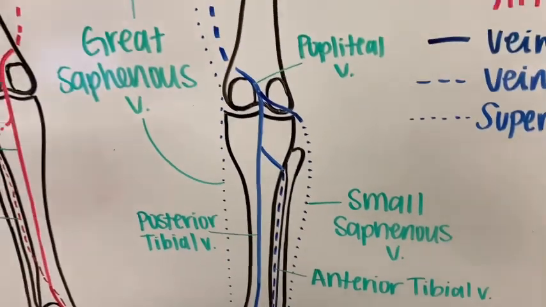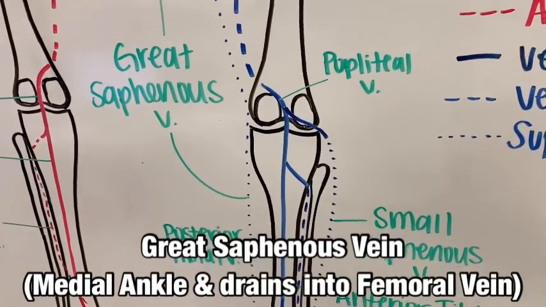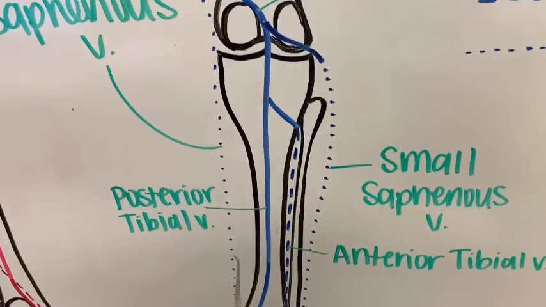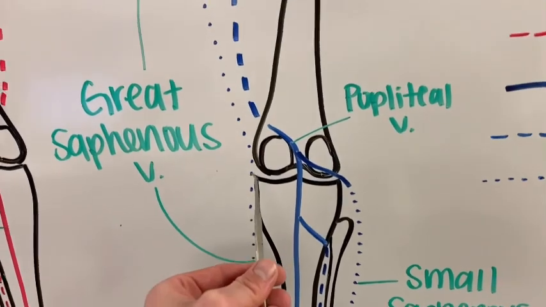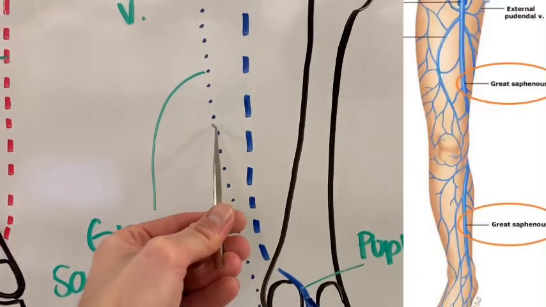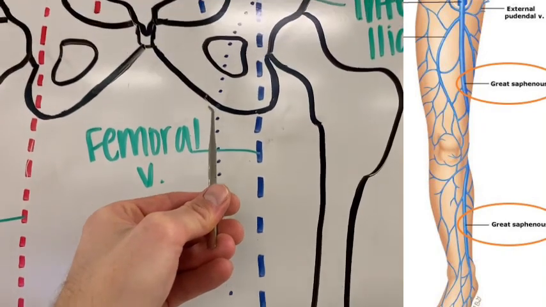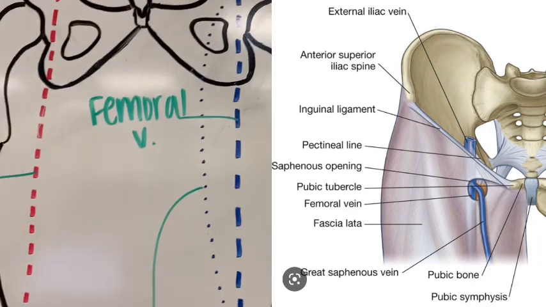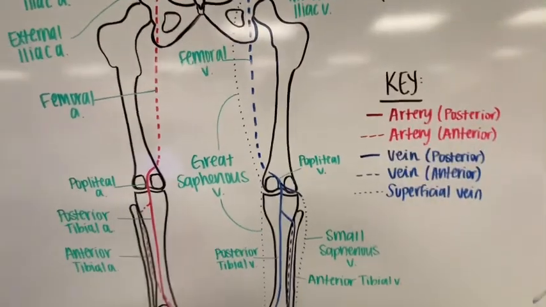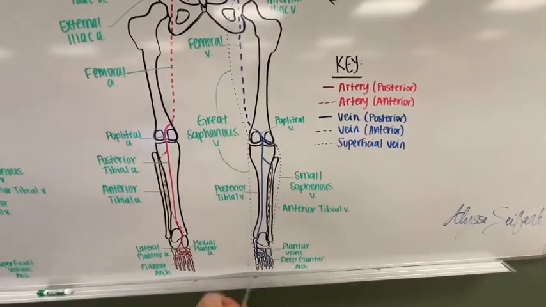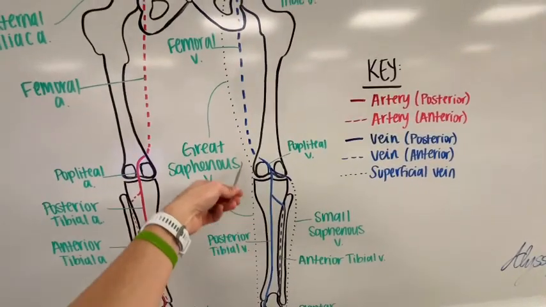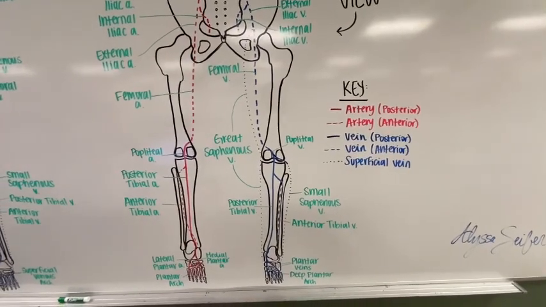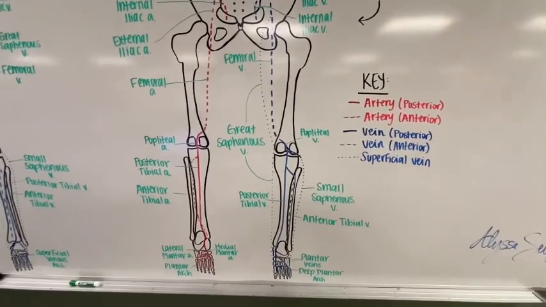Small saphenous goes up here. The great saphenous, I love that name, great saphenous, goes all the way from this medial side of the ankle, going up, going up, going up, follow the dotted line, keep going up, almost there. This one drains into the femoral vein. So if I zoom out here, you can see the great saphenous, this dotted line right here, is super long and super superficial. A lot of supers with that great saphenous vein.